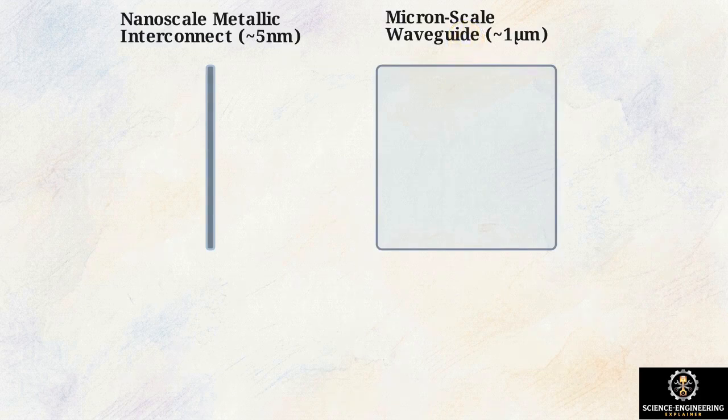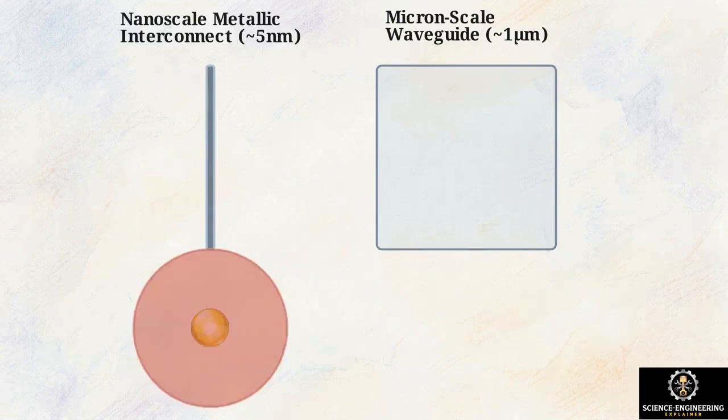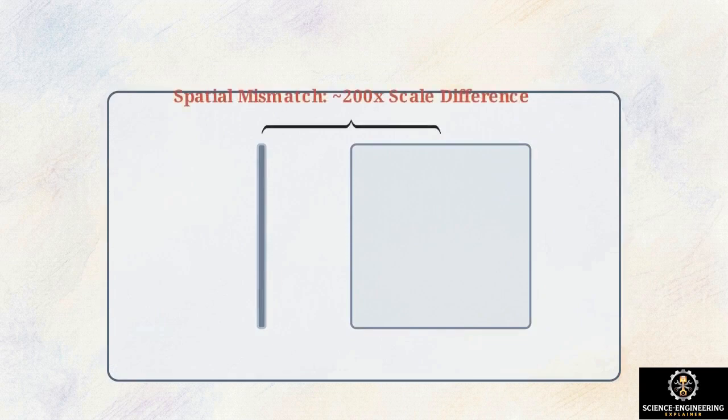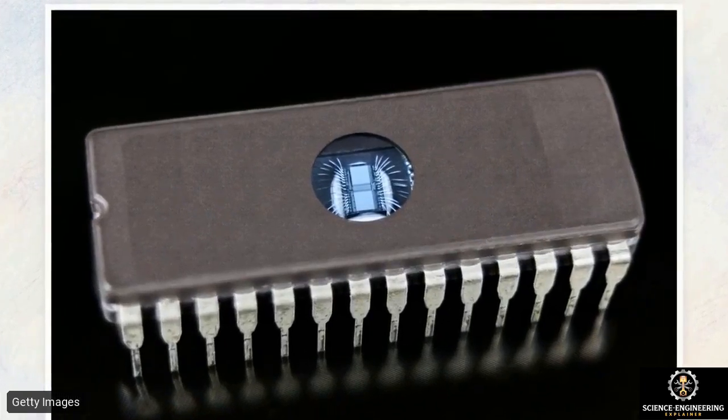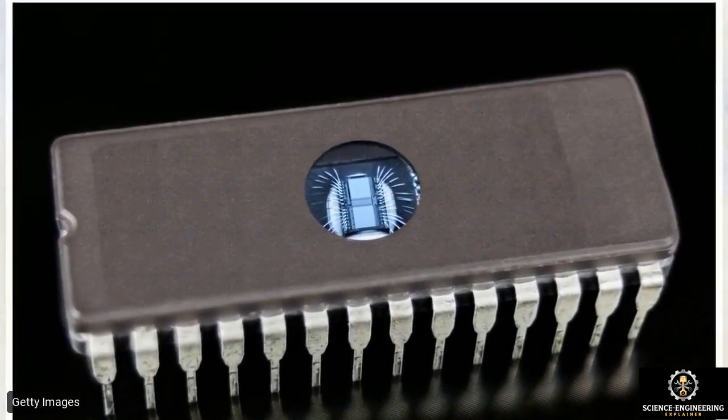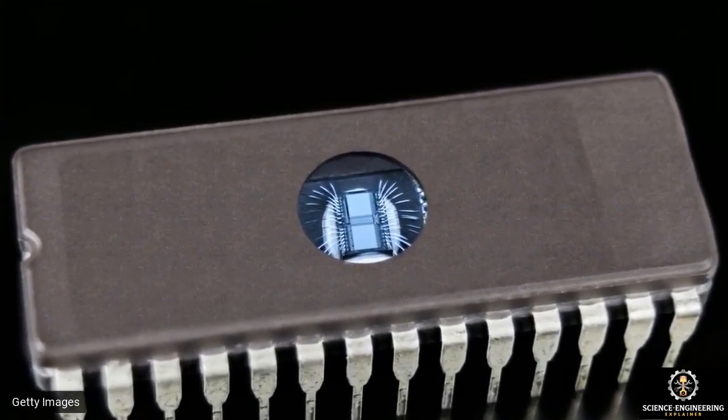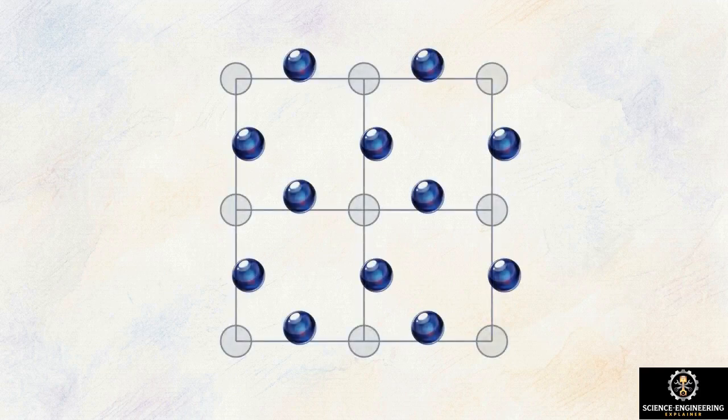These structures are restricted by the diffraction limit of light. A photon cannot be contained within a 5 nanometer trace. This spatial mismatch forces a micron-scale optical waveguide to sit directly alongside a nanoscale electronic wire. Beyond the spatial mismatch, there is a material barrier. Standard electronic logic is built on silicon. However, silicon possesses an indirect bandgap, meaning when electrons are excited, they release energy as heat rather than light. It cannot emit light efficiently.